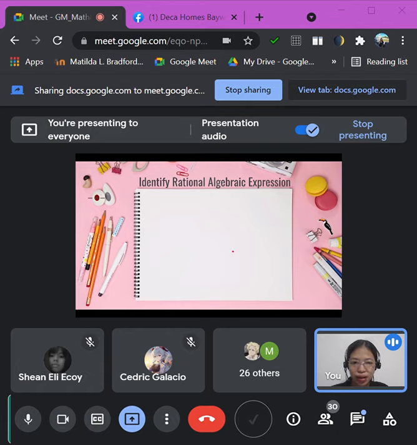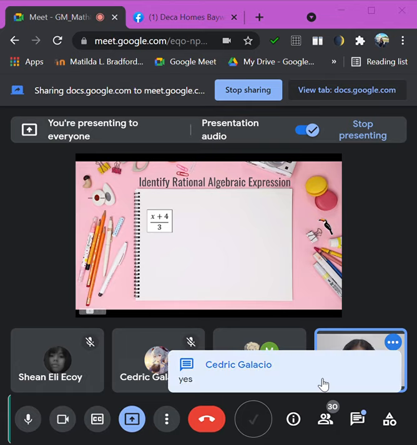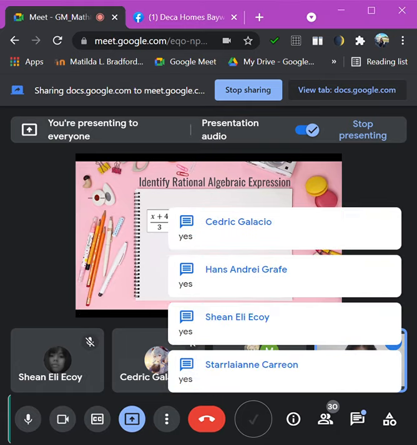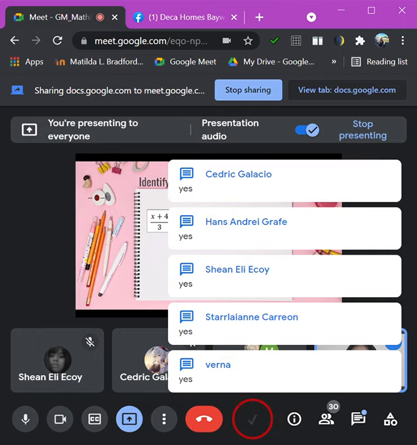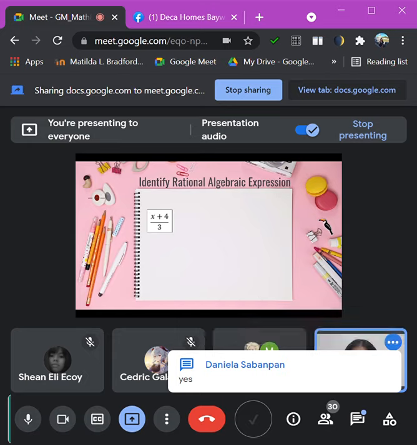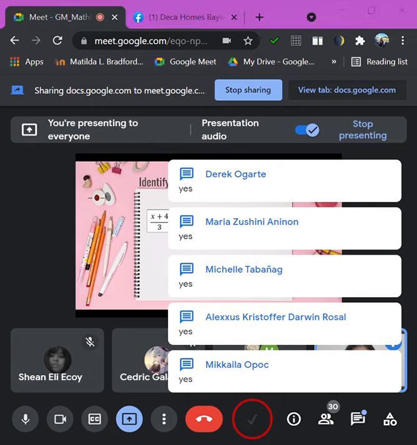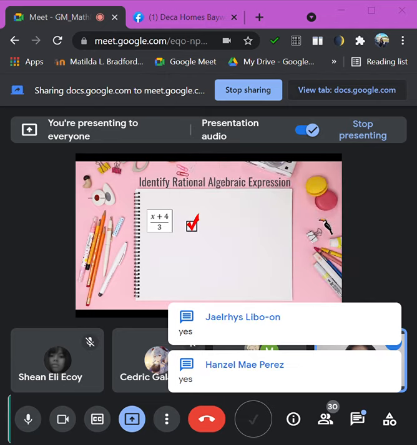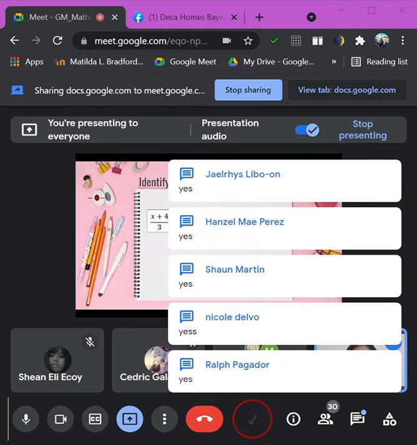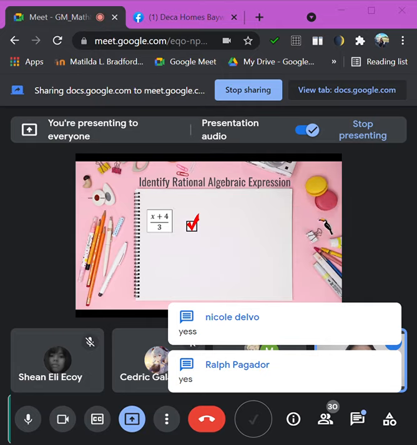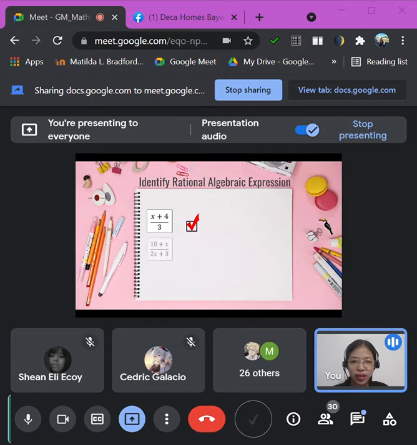So we have here x plus 4 over 3. Is this a rational algebraic expression? Yes or no? Okay, we have answers here. Okay, good job. That is yes. Because wala man tayo nakita dira nga exponent niya kay fraction, walay square root nga variable. So that is yes. How about this one, class?